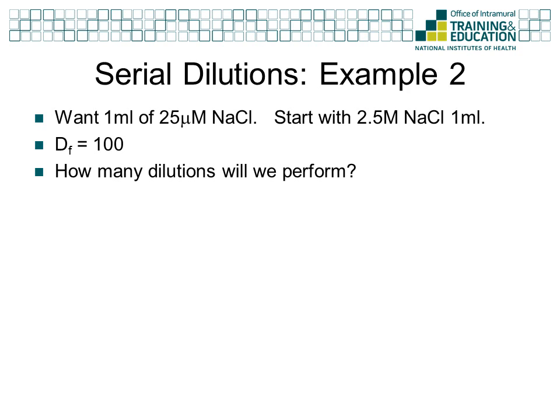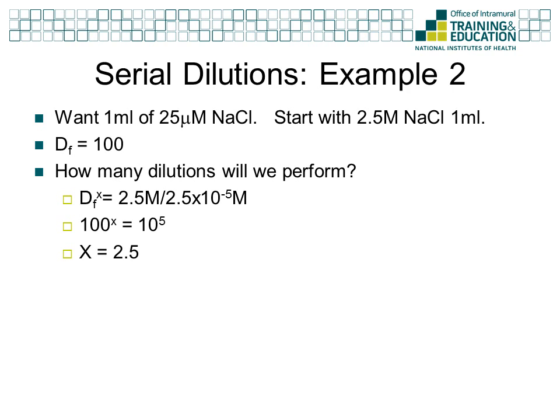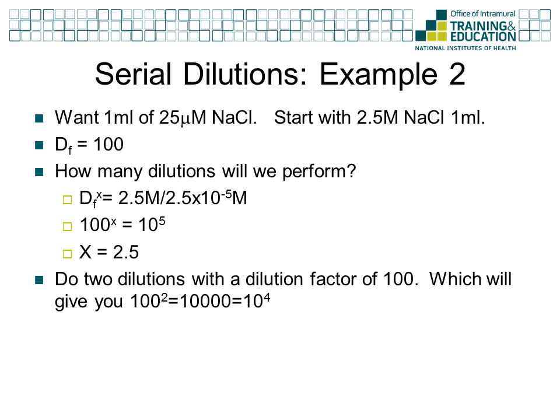Again, if the number of dilutions is equal to the number of times the dilution factor is multiplied by itself to equal the initial concentration divided by the final concentration, then 100 to the x is equal to 10 to the 5th. In this case, we will need to make 2.5 dilutions. So what happens now? The easiest thing to do is to start with the integer to the left of the decimal point, which in this case is 2, and make 2 dilutions with the dilution factor of 100. If you plug that back in, you get 100 squared, which is 10,000, or 10 to the 4th.